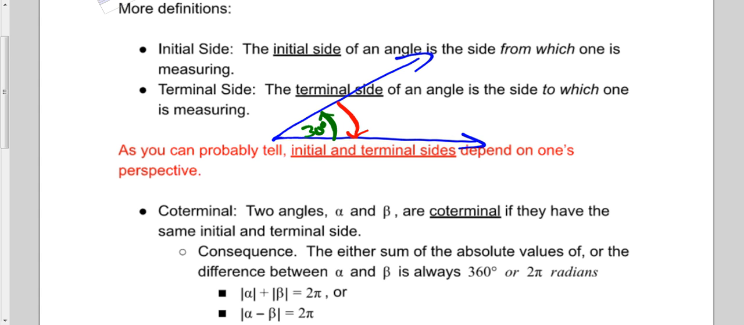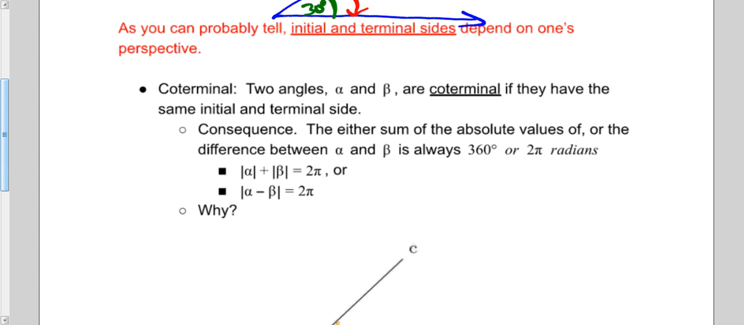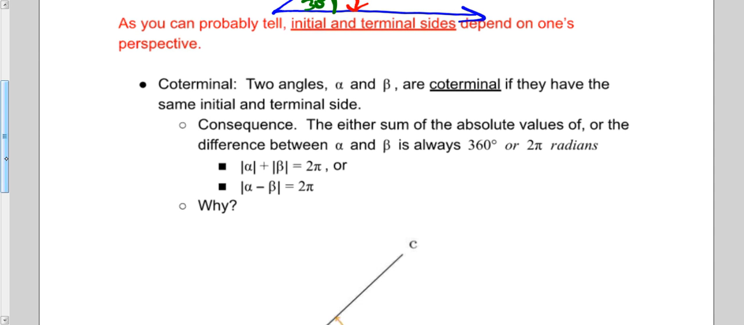Okay? Now, you don't need to put this in your notes, but a consequence of coterminal angles is the absolute value of one plus the absolute value of the other is always going to equal 2 pi. Or the absolute value of one minus the other will always equal 2 pi. Remember what we talked about with that thing? Do we have pi? No, we don't have pi.